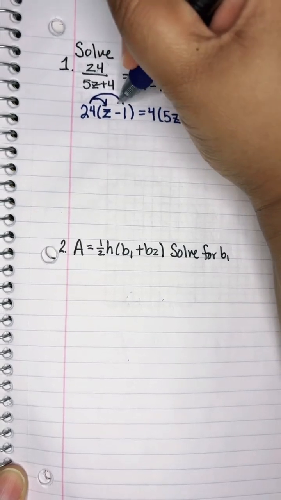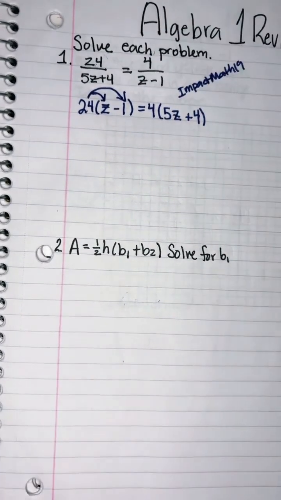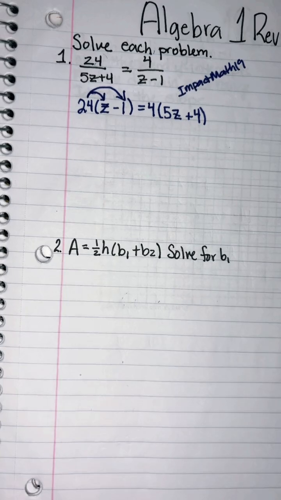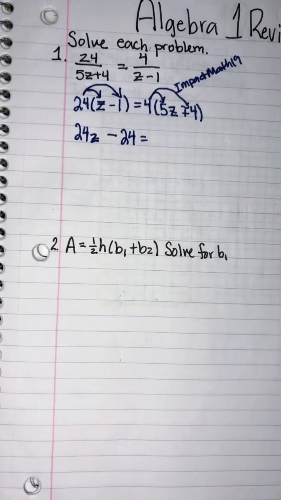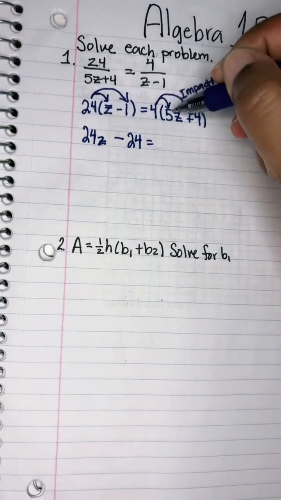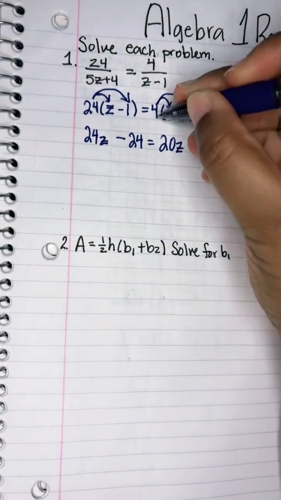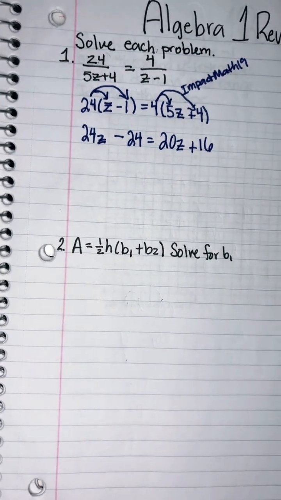So here and here. So we're going to distribute 24z. It's never going to make sense in your brain because it's like, what? 24 times z? Just so 4 times 5z is going to be 20z. And then 4 times 4 gets us 16, okay?